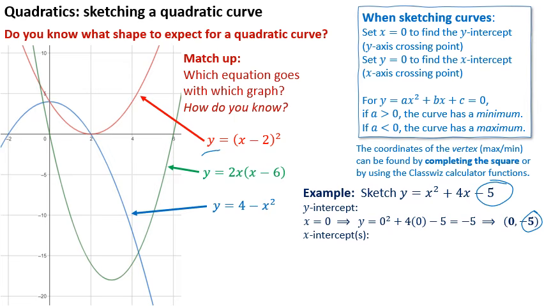To find the x-intercept, or x-intercepts, depending on how many there are, we would have to solve the equation with y equals 0. Well, that means we have a quadratic equation, so we need to solve our quadratic. I've not shown you the method I've used here. You could factorize, you could complete the square, you could use the formula.